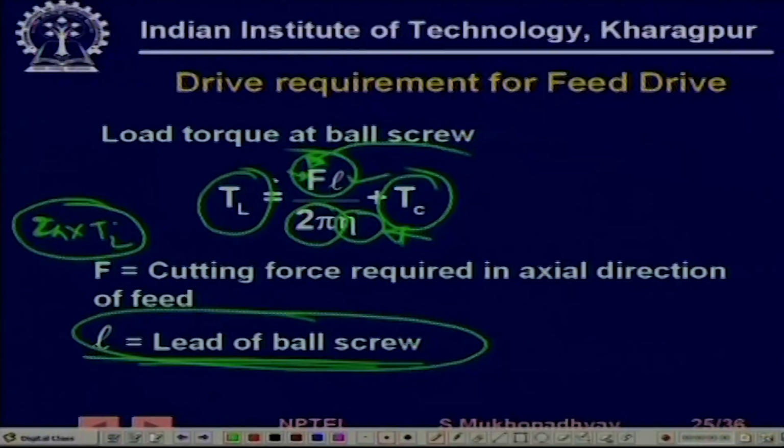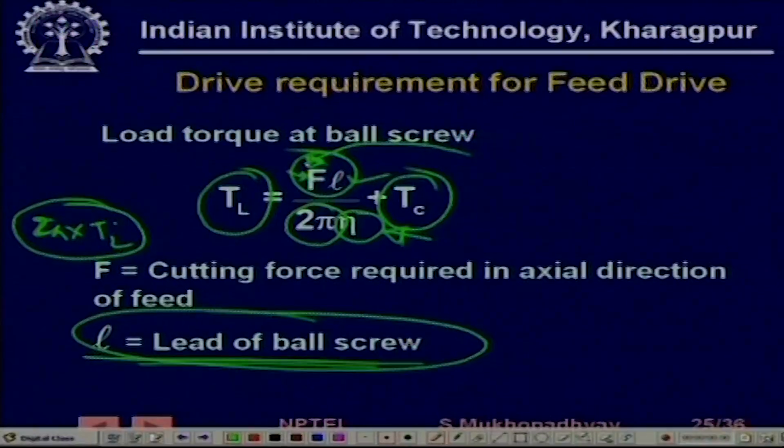So, this is the load torque, and we see that it remains more or less constant, right. It remains more or less constant irrespective of the speed.